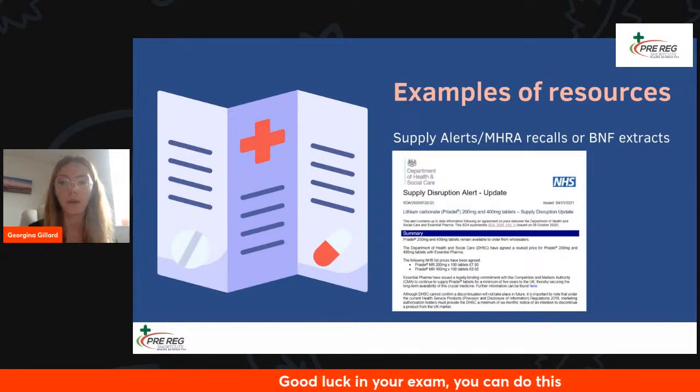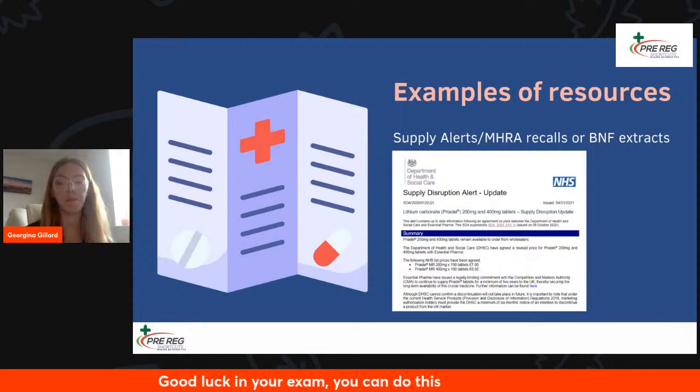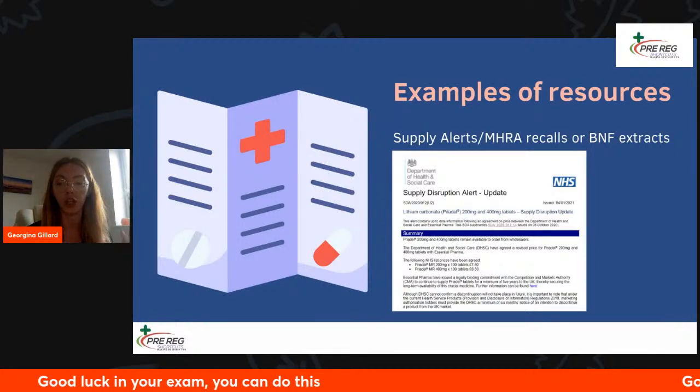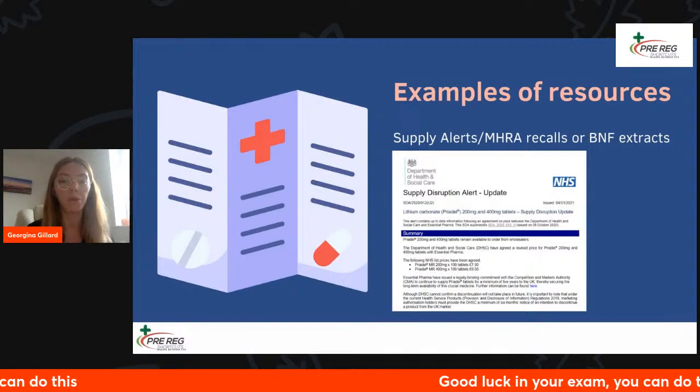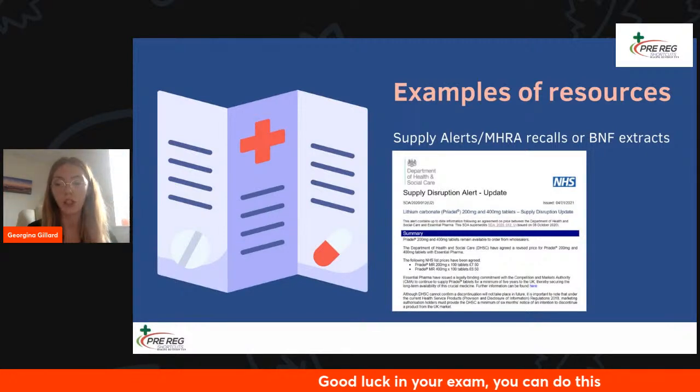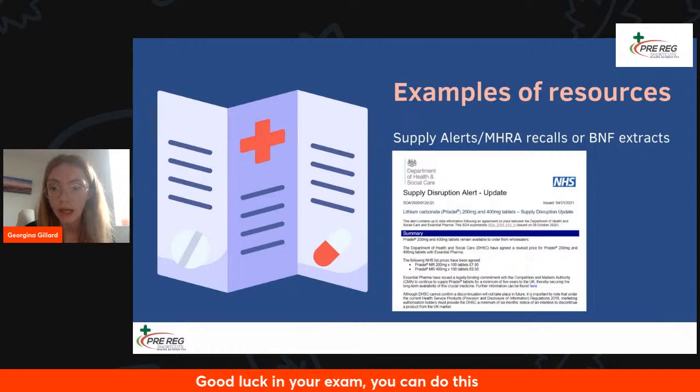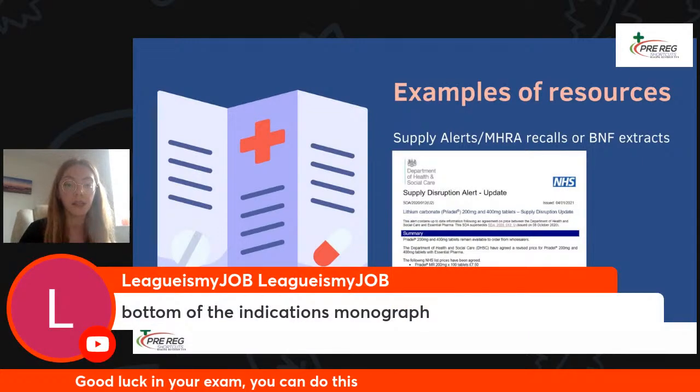Okay, and the one place where it's always going to be is under your dosing information. If you have your dose information, your BNF extract, your dose conversion is always going to be just underneath there. Okay, so if you have a question... Yeah, fantastic. Bottom of the indications monograph.